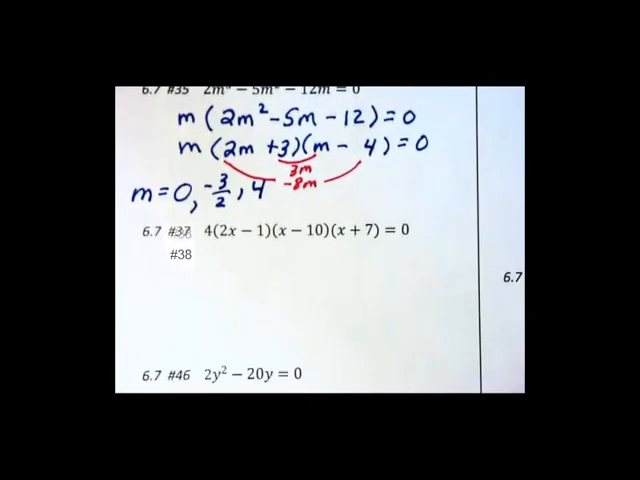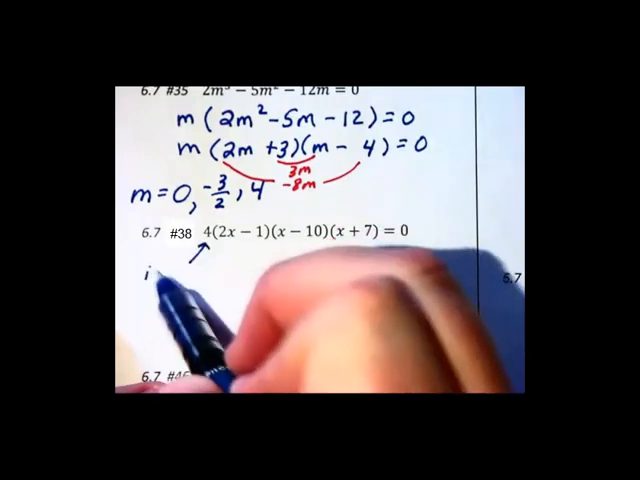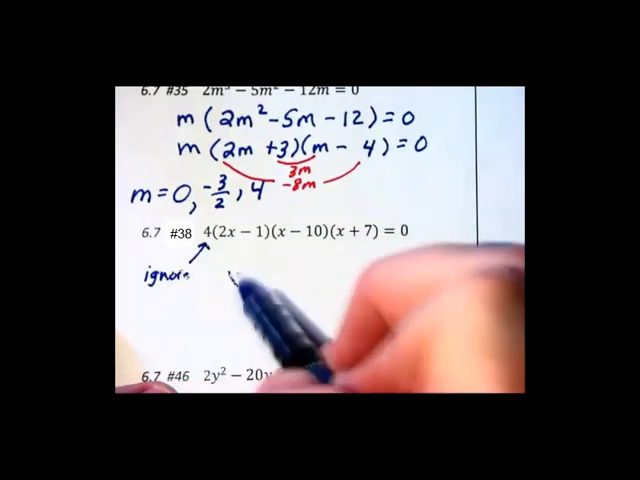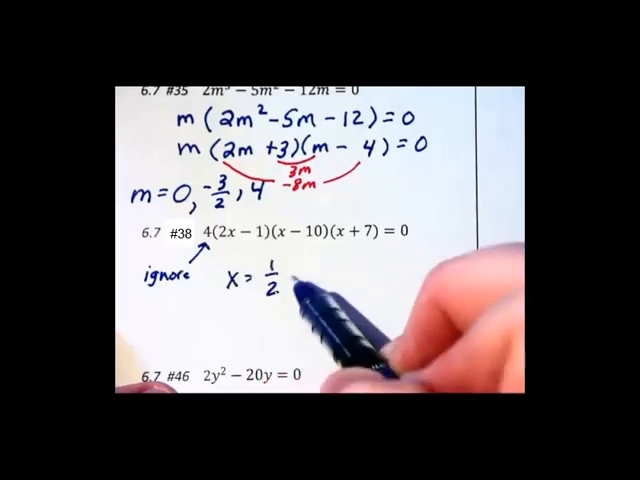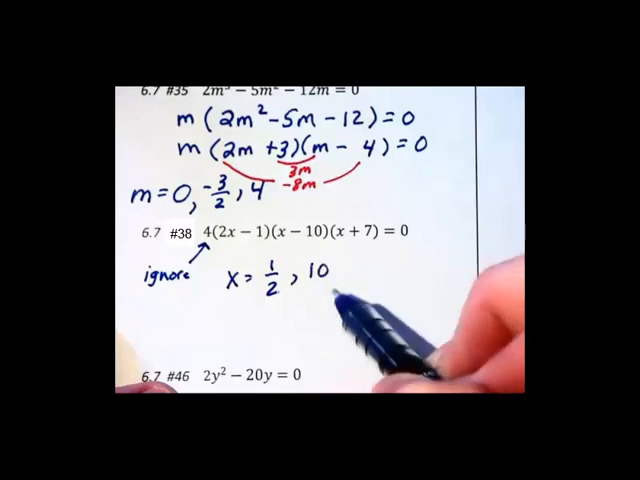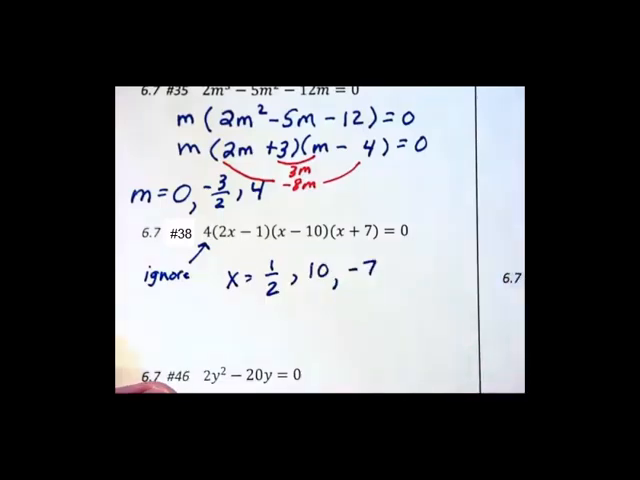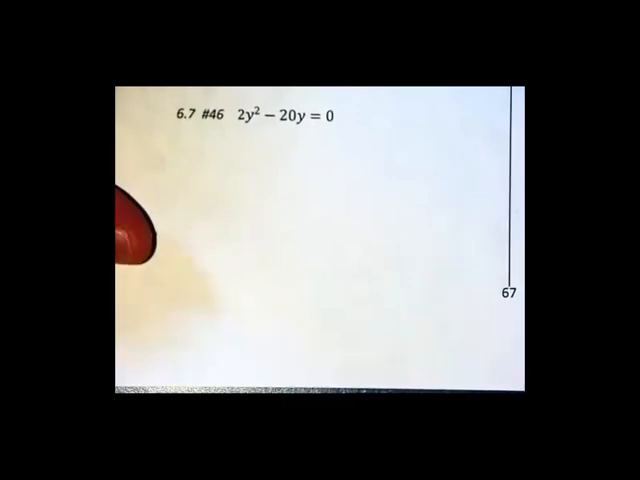The next problem is already factored for us. That 4 out front we're going to ignore, and we're going to have three other solutions. 1/2 coming from the first parentheses, positive 10 coming from the second parentheses, and negative 7 coming from the third. Once you get used to factoring, these will become pretty quick and easy for you.